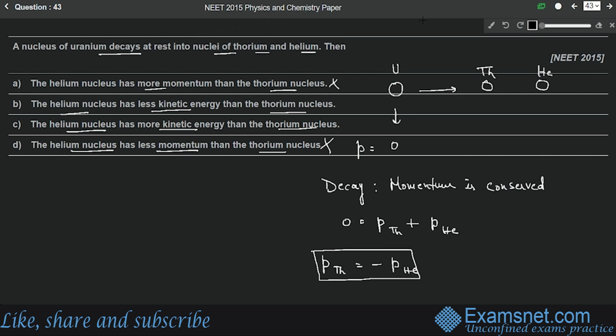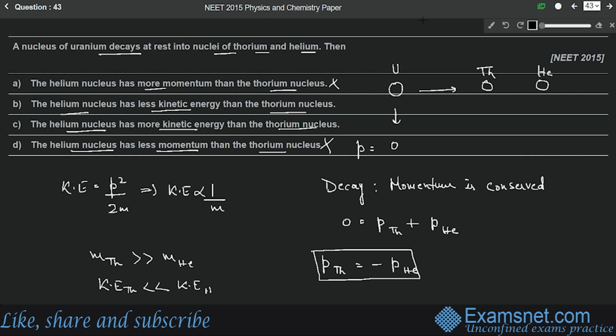Now we come to the kinetic energy. So we know that kinetic energy is equal to p square by 2m, and we have seen that the momentum is the same for both. That means kinetic energy will be inversely proportional to the mass. And mass of thorium is greater than the mass of helium, right? Therefore, the kinetic energy of thorium will be less than the kinetic energy of the helium. So, which one will have more kinetic energy? Helium will have more kinetic energy.